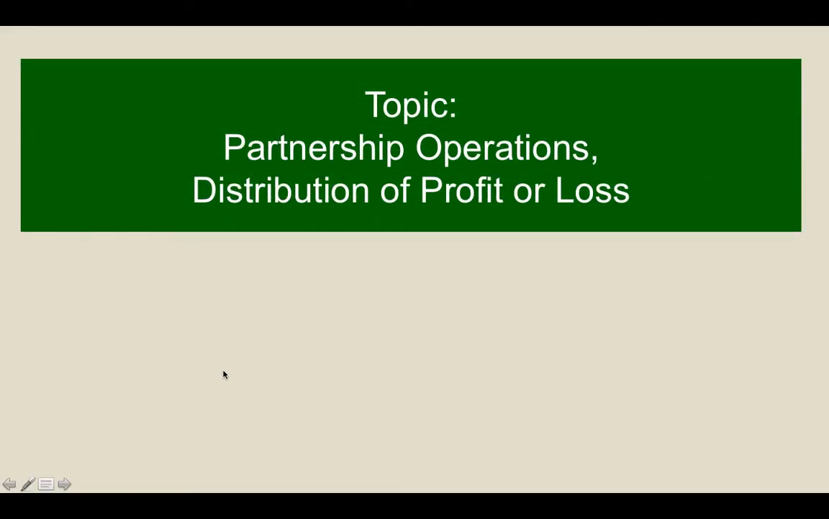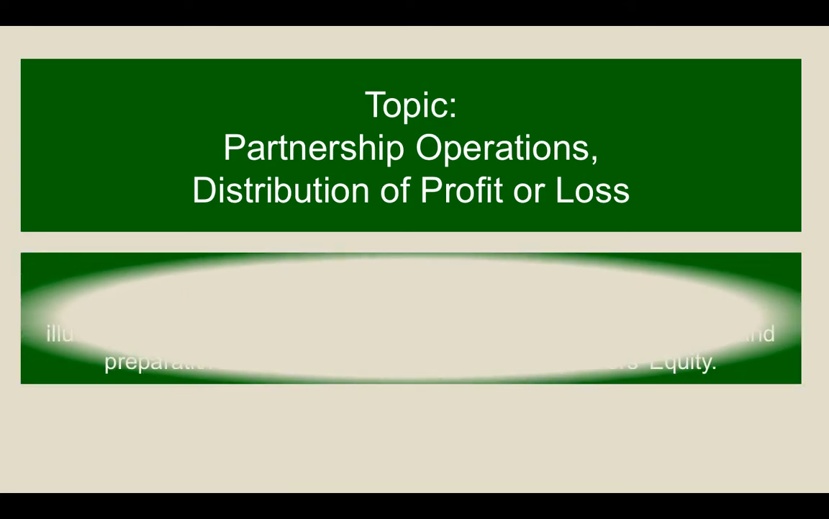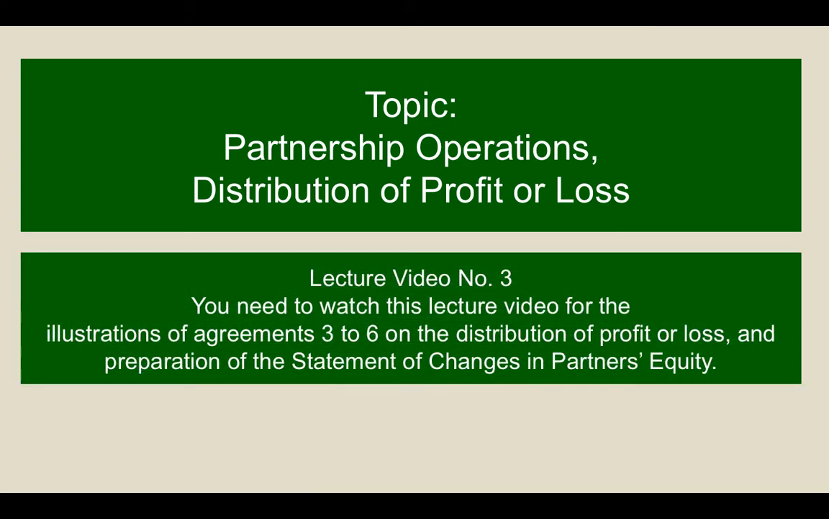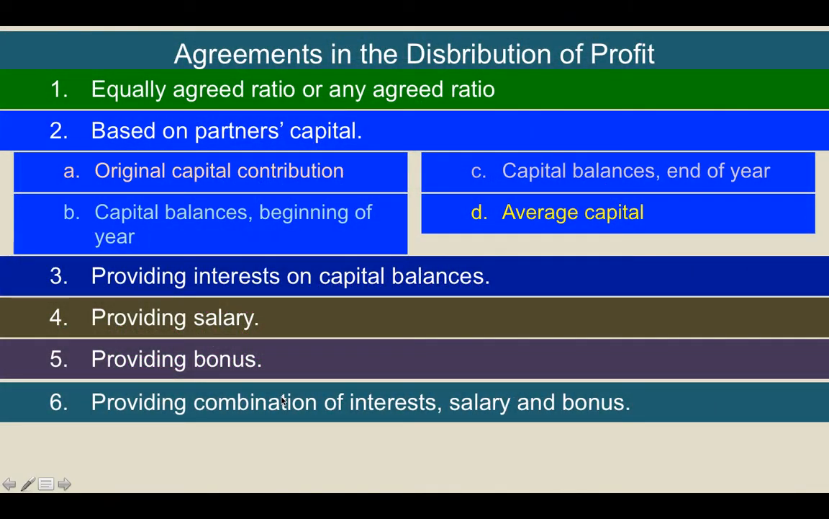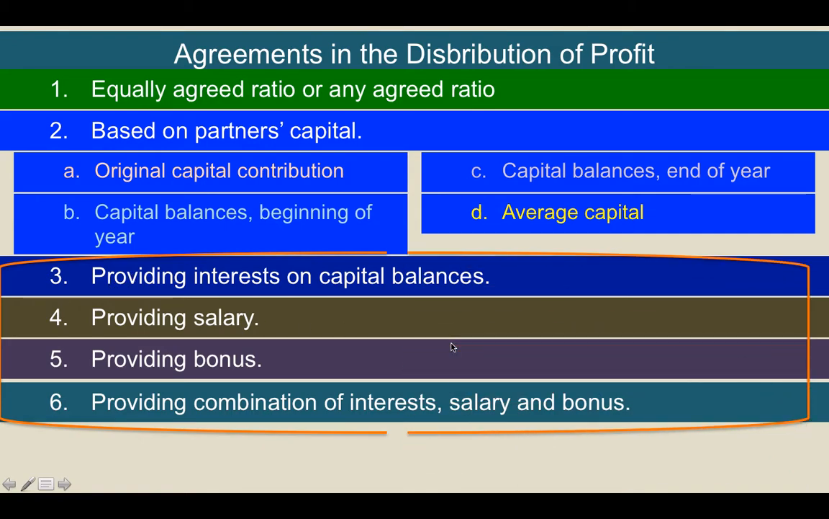This is your Prof. Sir Dan, and in this video, we are going to discuss the continuation with regards to the illustrations of agreements. And here we're going to discuss agreements 3 to 6 on the distribution of profit or loss. And in addition to that, we are going to discuss the preparation of the statement of changes in partners' equity. Okay? As I have said, we are going to discuss number 3, which is providing interest on capital balances.